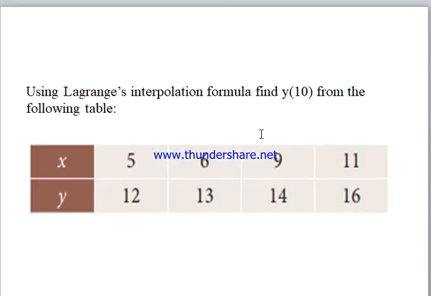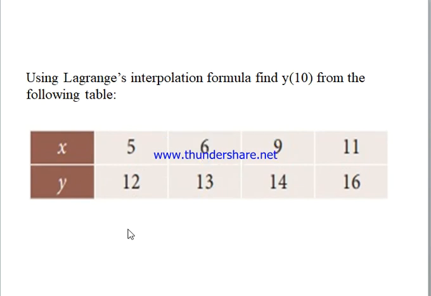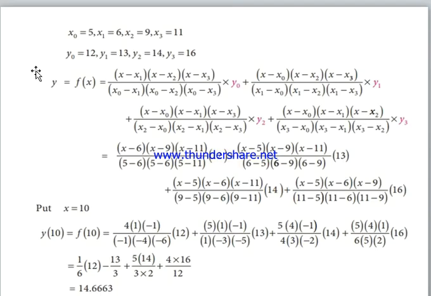Going to the example: using Lagrange's interpolation formula, find y of 10 from the following table. They give the x values 5, 6, 9, 11. They are not equally spaced, because the differences of the x terms are not equal: it is 5, 6, 9 and 11. The y values are 12, 13, 14, 16. So now we can use Lagrange's interpolation formula and solve for the value of y of 10. Here the initial value is x0 equal to 5, x1 is equal to 6, x2 equal to 9 and x3 is equal to 11. Y0 equal to 12 means y of x0. Y1 is equal to 13, y2 is equal to 14, y3 equal to 16.